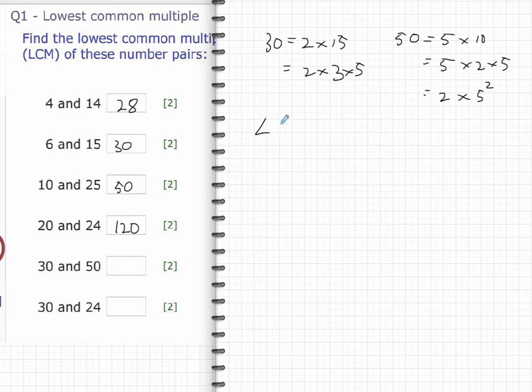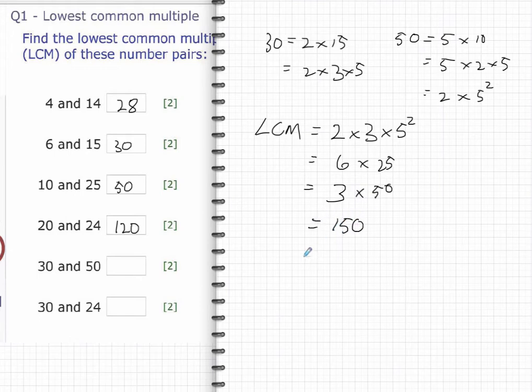Right, the lowest common multiple is the best of all the numbers. So as far as 2 goes, it will be the 2. As far as the 3 goes, it will be the 3. As far as the 5 goes, it will be this 5 squared. So this 2 times 3 is 6. 5 squared is 25. So I could double the 25, which makes it 50, and halve the 6, which makes it 3. So the answer is 150.